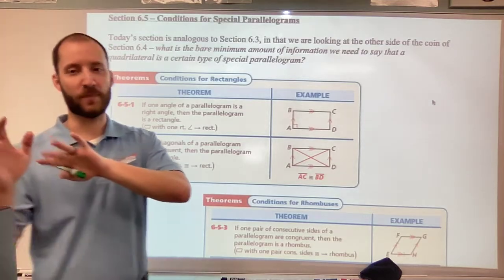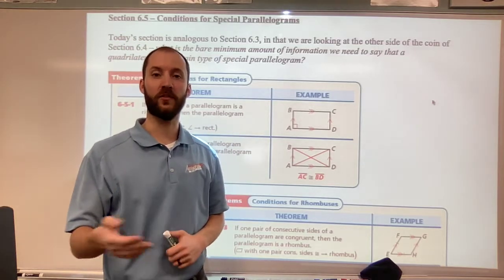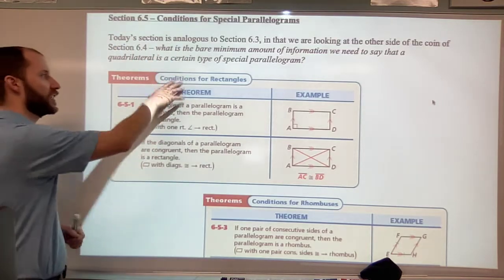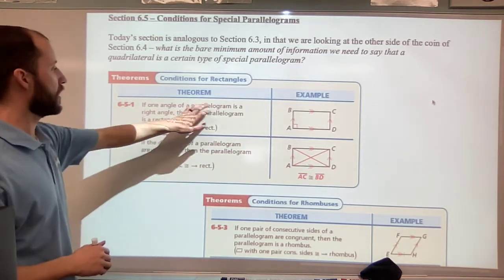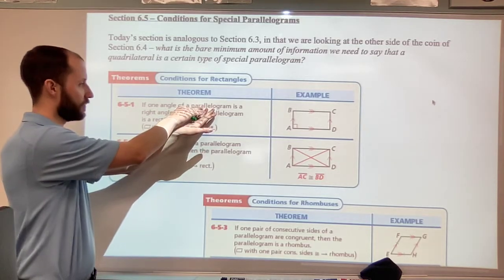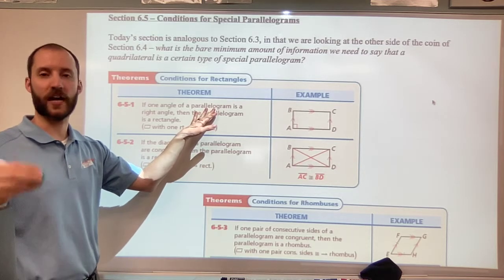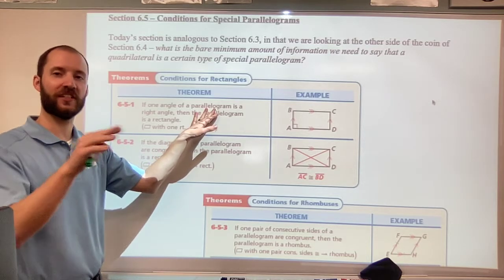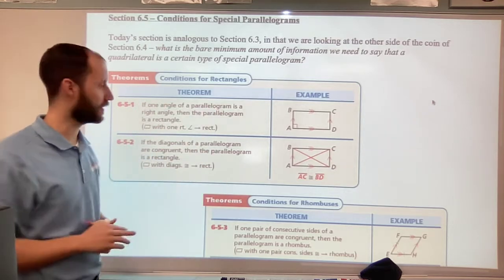First, is it a parallelogram? Then, is it one of those special kinds of parallelograms? So first, conditions for rectangles. If it's a parallelogram, you have to show it's a parallelogram first if you're not told that it is one. So you have to go to Section 6.3 and do that process, then go to this process.